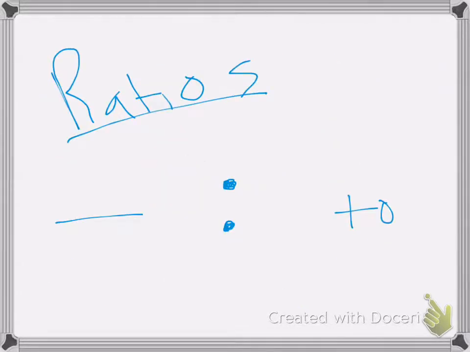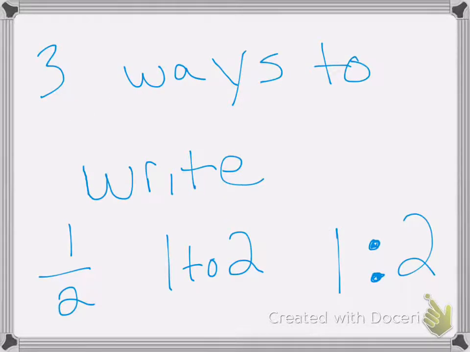Today we're talking about ratios. There are 3 ways you can write a ratio. You can write it as a fraction, like that. That is technically a ratio. You can write it in the clock form, which is with the little dots, 1 to 3. Or you can write it in the word form, 1 to 3. Those are the 3 ways you can write it.